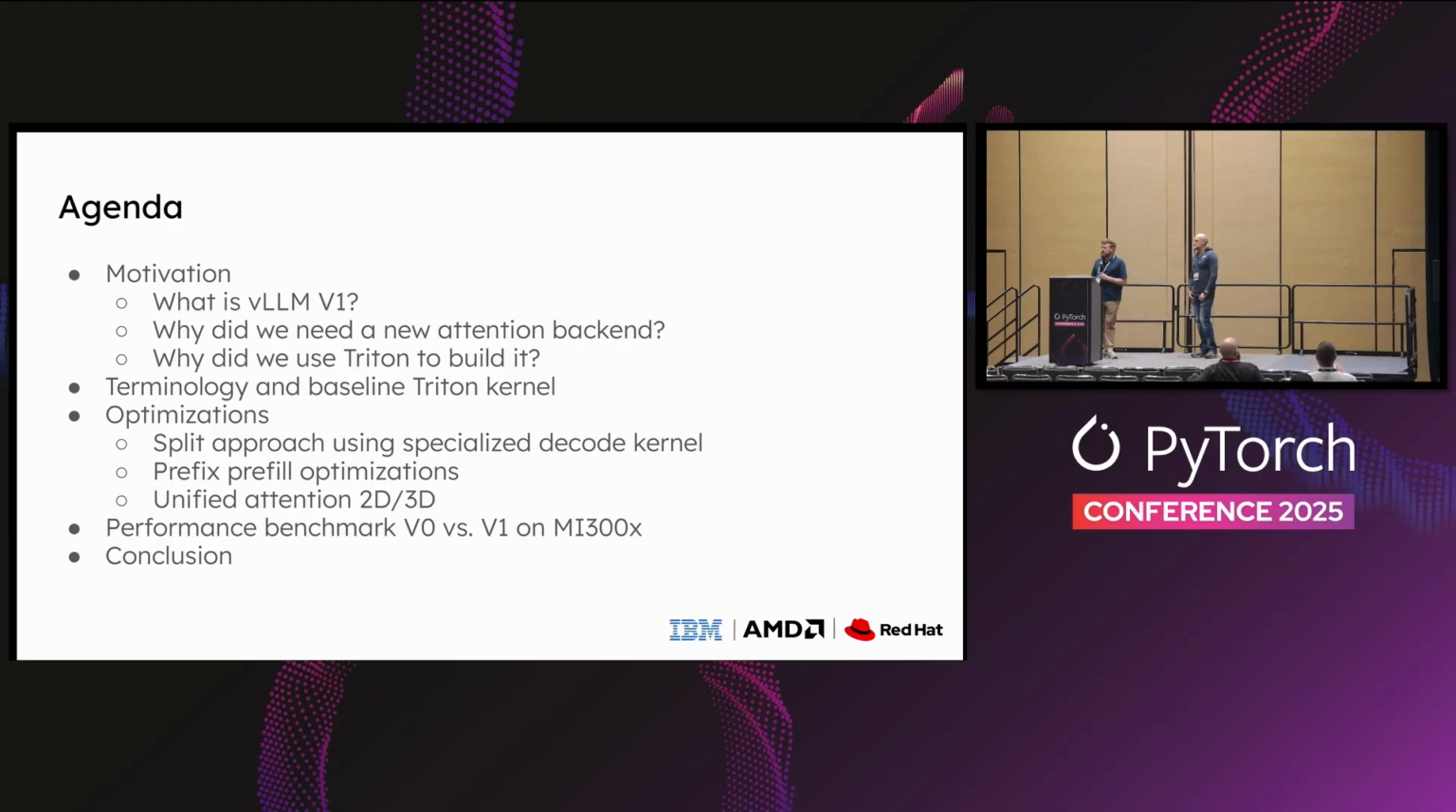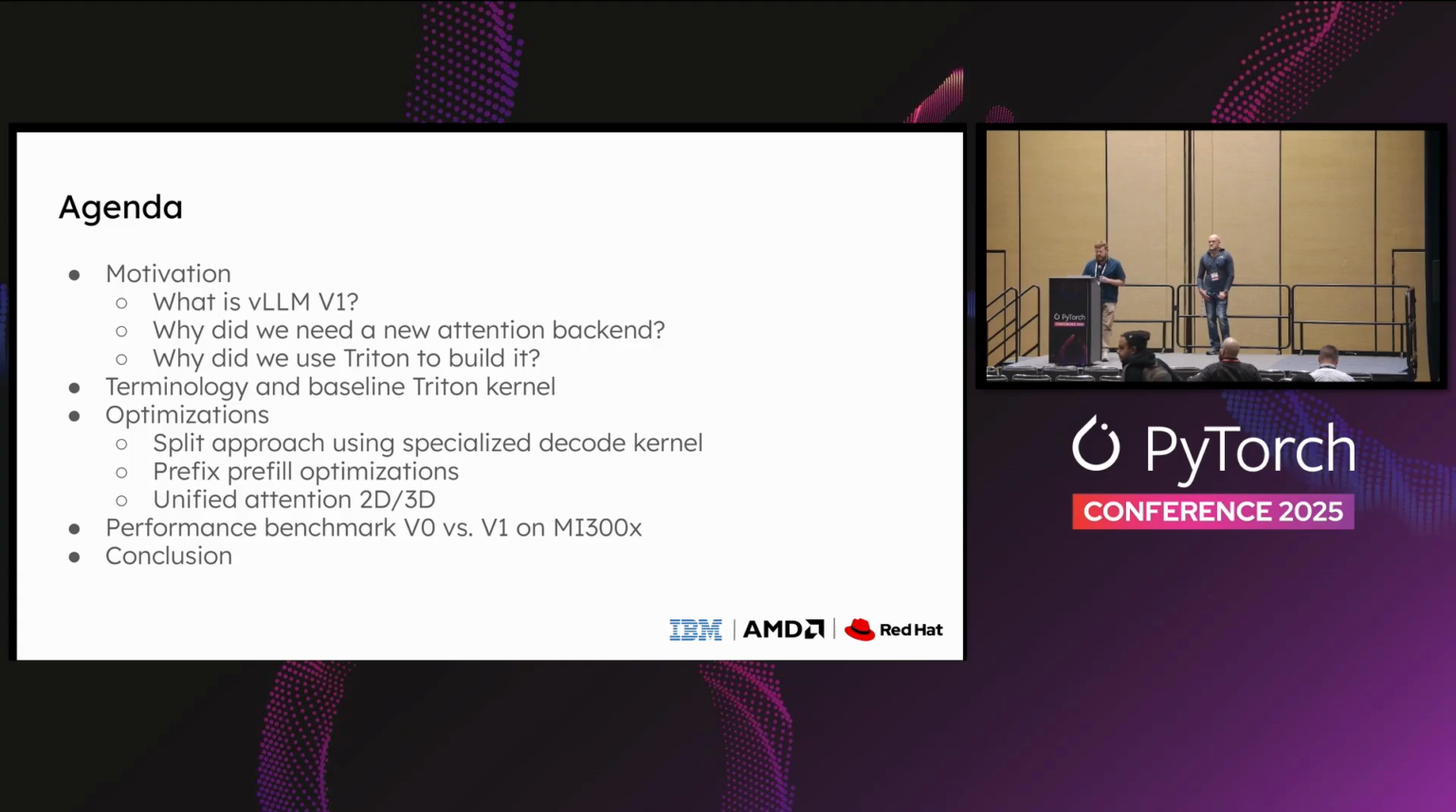Okay, so just to give you an overview of what we're going to talk about today, we'll start by explaining the title. What is vLLM v1? Why did we need to build a new attention backend for it? And why do we use Triton for that? Then I'm going to get into some basic terminology, which will help to understand when we present the details of these kernels. And I'll talk about the baseline that we used as the starting point for this work. Then we're going to go pretty deep into how we optimize these kernels, what worked, what didn't, and we'll close by showing you some very recent performance benchmarks comparing vLLM v1 against v0 on MI300X GPUs.